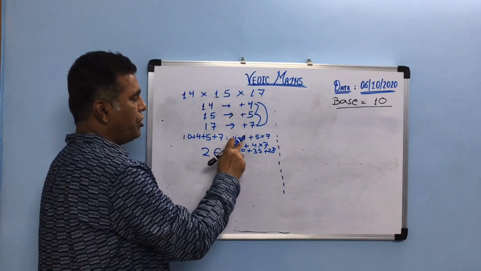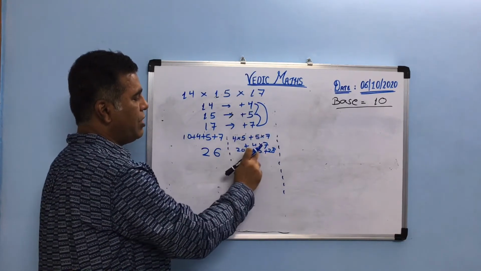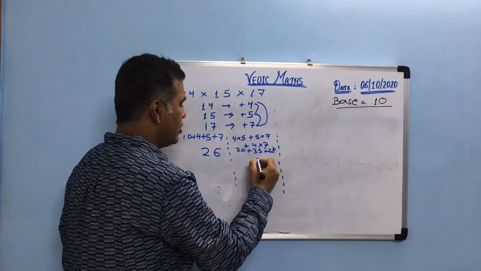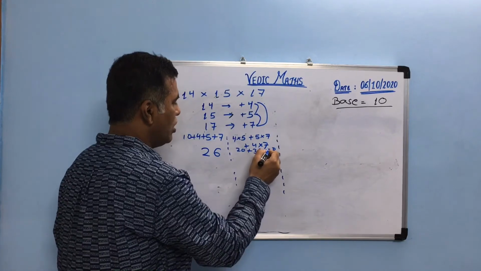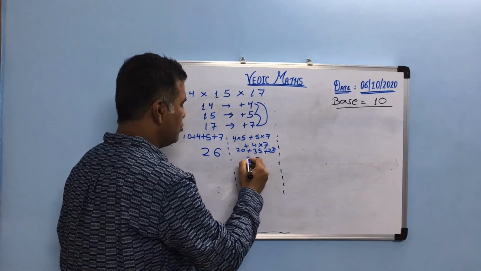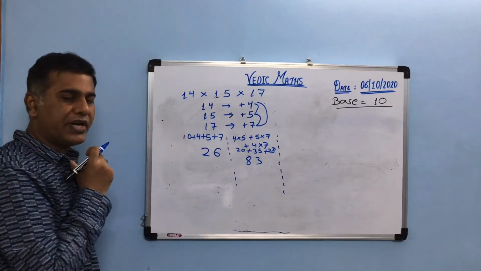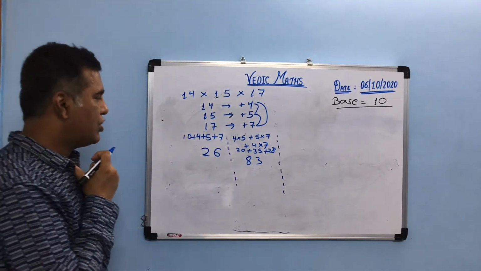Okay, 4 into 5, 20. 5 into 7, 35. 4 into 7, 28. So their sum will be how much? 8, 5 is 13, 3, 1, 2, 1, 3, 3, 6, plus 2, 8. So here we will get 83. So in the second column we will get 83.